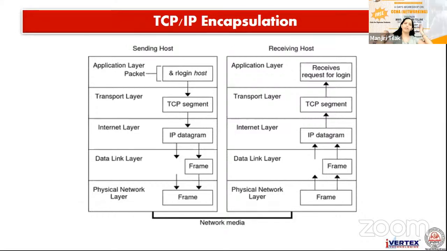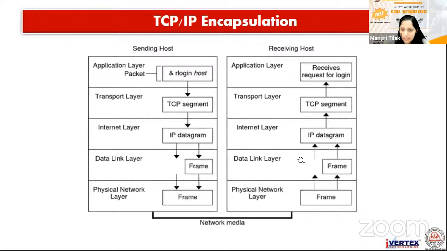Now see, this is for your understanding of how your data is encapsulated and how it is decapsulated. In one picture, you have a sending host, and in another picture, you have a receiving host, right? Whenever data is sent, the request will be put on the application layer. Then that application layer request will be converted to a TCP segment. Then the TCP segment will be converted to an IP datagram. Then the IP datagram will be converted to a frame, and finally the frame will be converted to bits. Means data is encapsulated at each layer whenever data is sent.